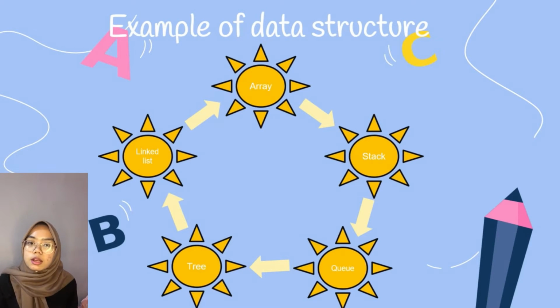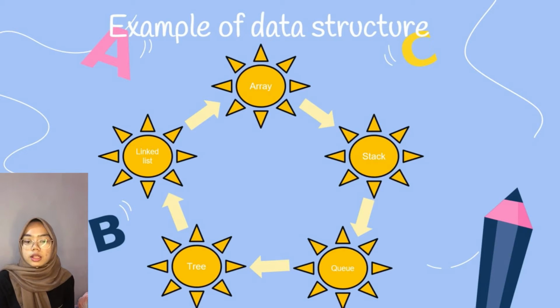Next for queue. Okay, queue formerly known as FIFO. It means first in first out, which is siapa yang masuk dulu dia yang keluar dulu. Queue is a linear data structure used to represent a linear list. It allows insertion of an element to be done at one end and deletion of an element to be performed at the other end.